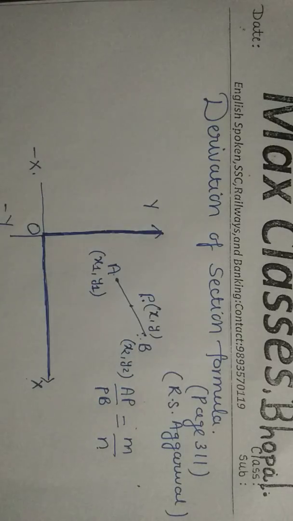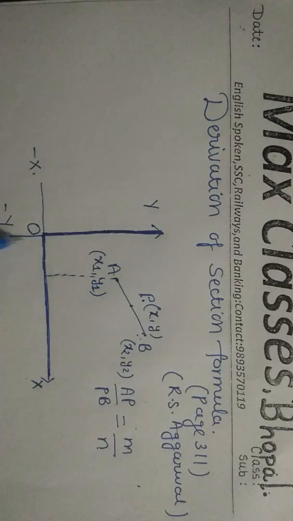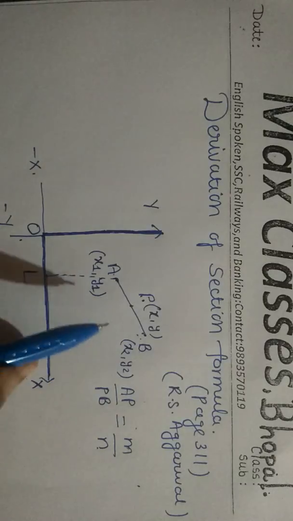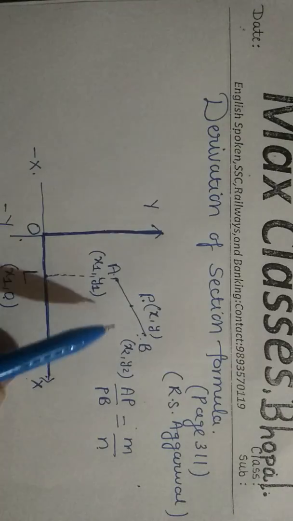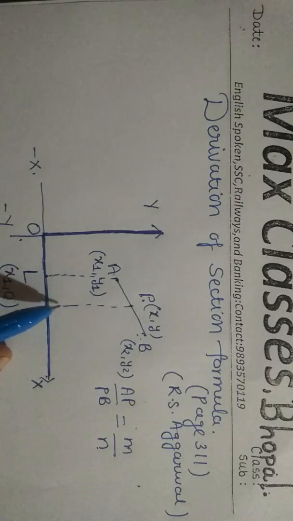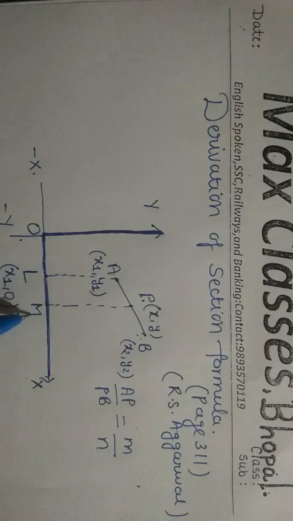Now, students, draw a perpendicular from the point A on the x-axis and name that point as L. So, students, what will be the coordinates of L? The coordinates of point L will be x1 comma 0. As you can see here, the point L is lying on the x-axis, so its y coordinate will be 0.